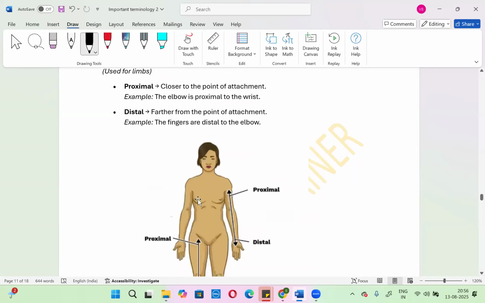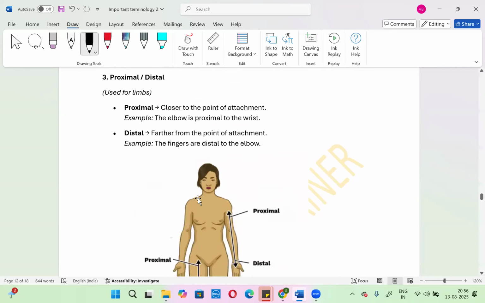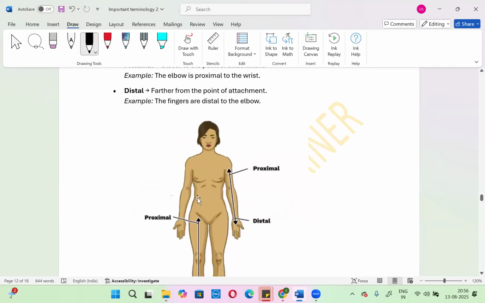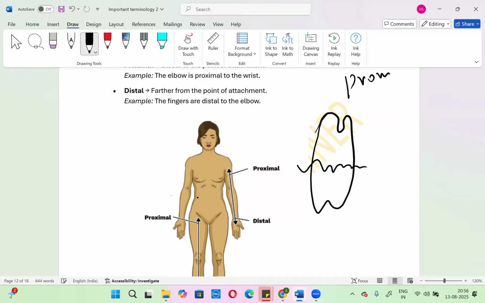Next comes proximal and distal. I'll explain this with one example. Now, if you see, this is a bone, which is a structural support of our body. In general, what is a fracture? A fracture means a breakage of the bone. Now, how will the provider document where the breakage of the bone is? They will document proximal end, distal end.